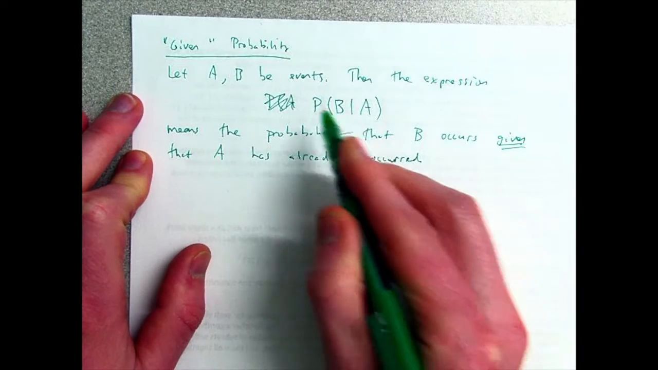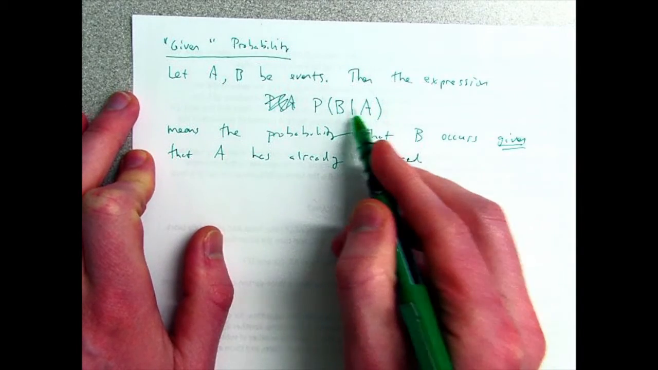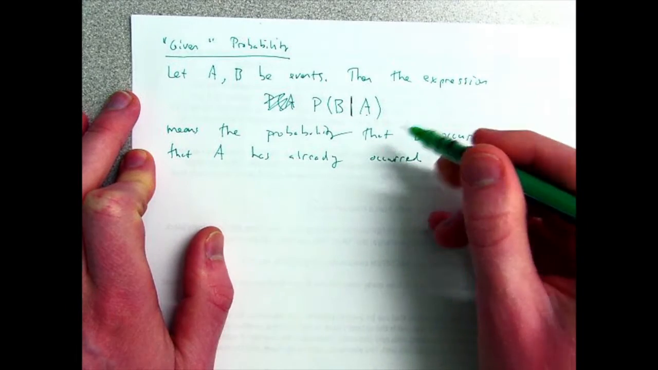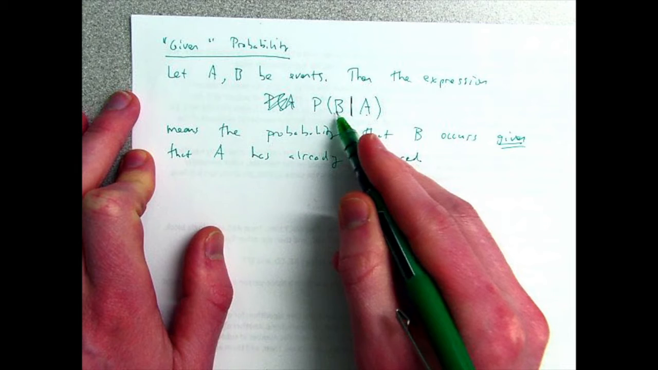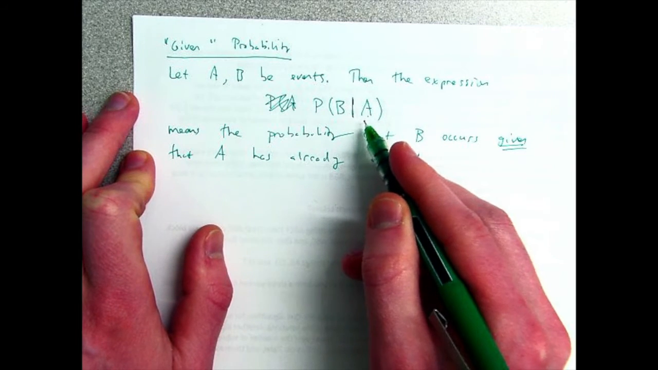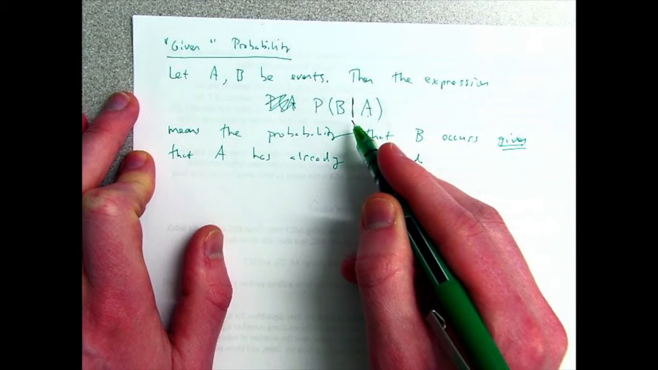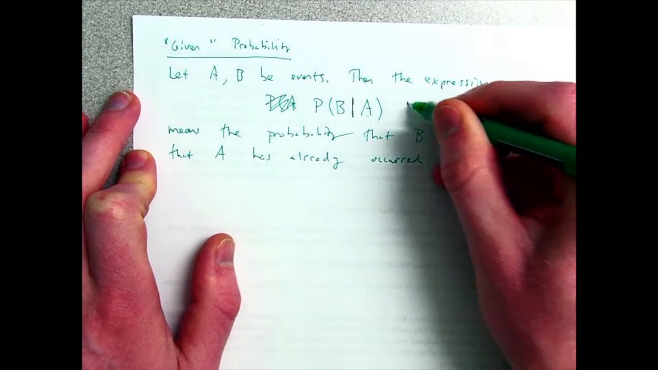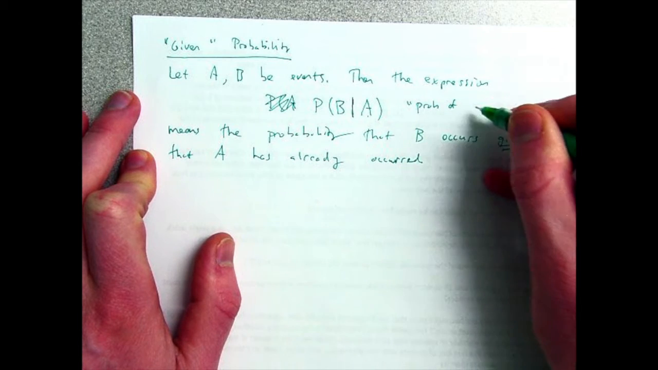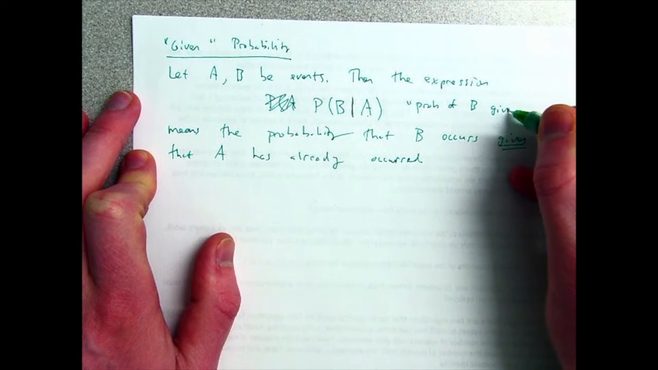So this expression here, you'll notice that there are these two events inside the parentheses, and there's this big vertical bar in between them. This is the probability that B occurs given that A has already occurred. If you like, the vertical bar sort of means given. For short, this is often just pronounced probability of B given A.